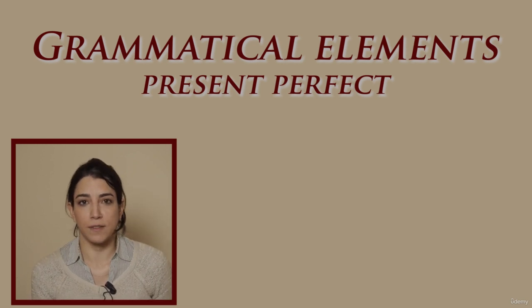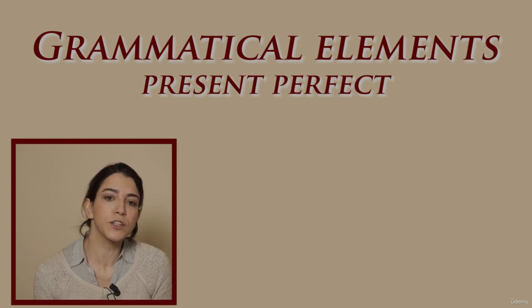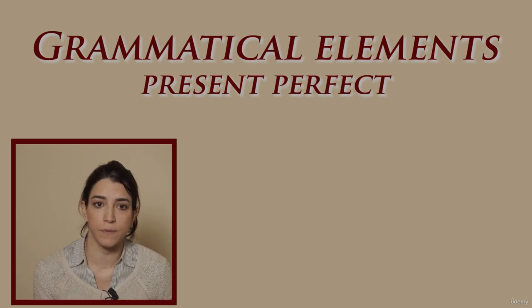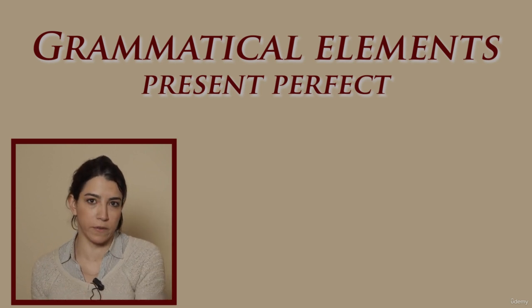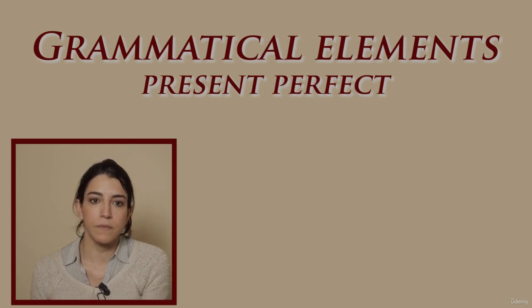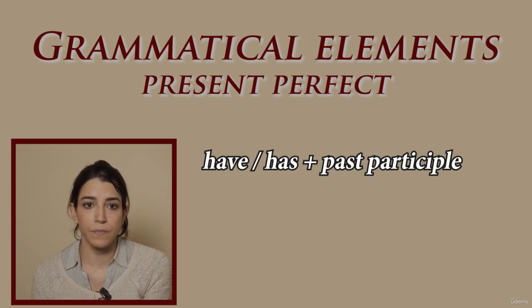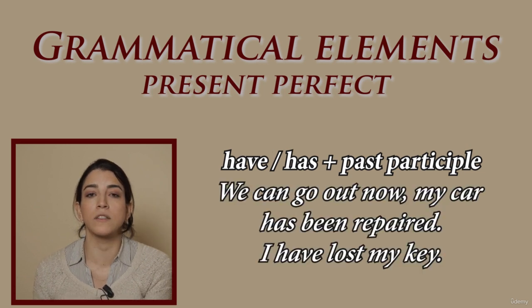The present perfect tense. The present perfect tense is used when an action or situation in the present is linked to the past. It is often used to show actions that have happened up to the present, but aren't completed yet. The present perfect tense is formed by have or has plus past participle. For example, we can go out now. My car has been repaired.